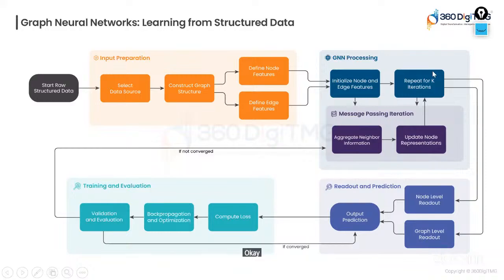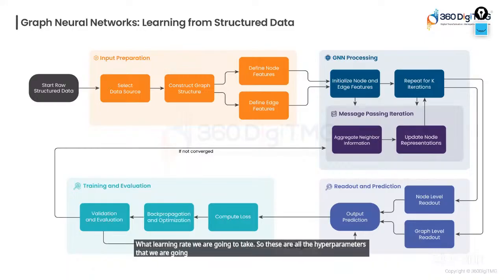Okay, which is a hyperparameter over here. Then the embedding size, how much embedding size we are taking. Then the aggregation type, what is the aggregation type? And the next thing is learning rate. What learning rate we are going to take. So these are all the hyperparameters that we are going to take here.